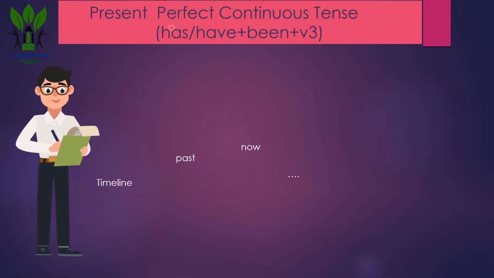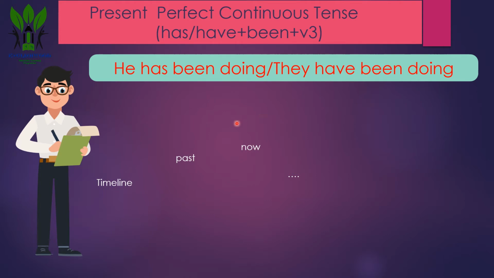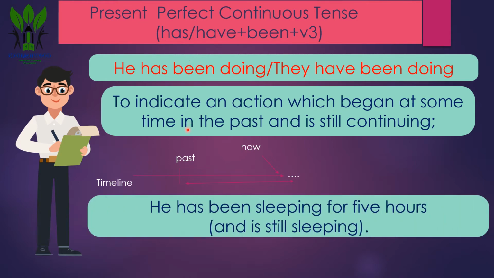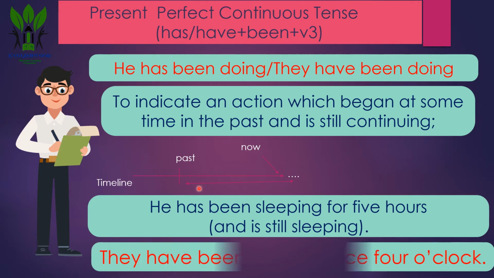Now let's talk about the present perfect continuous tense: has, have plus been plus verb 4; he has been doing, they have been doing, etc. This is used to indicate an action which began at some time in the past and is still continuing, right? For example, if this is a timeline and it happened somewhere in the past, but we can see that it is still continuing. Now it is now, and it's just continuing. So in order to express this, we use the present perfect continuous tense. He has been sleeping for 5 hours, okay? It's been 5 hours that he has been sleeping and is still sleeping. So that's the present perfect continuous tense. They have been playing since 4 o'clock, etc.